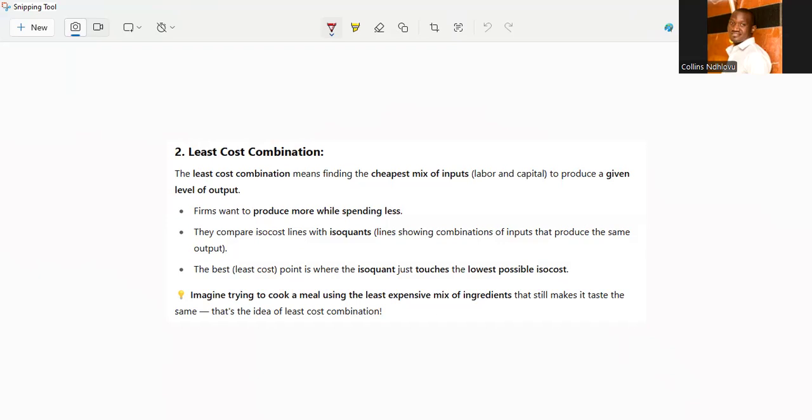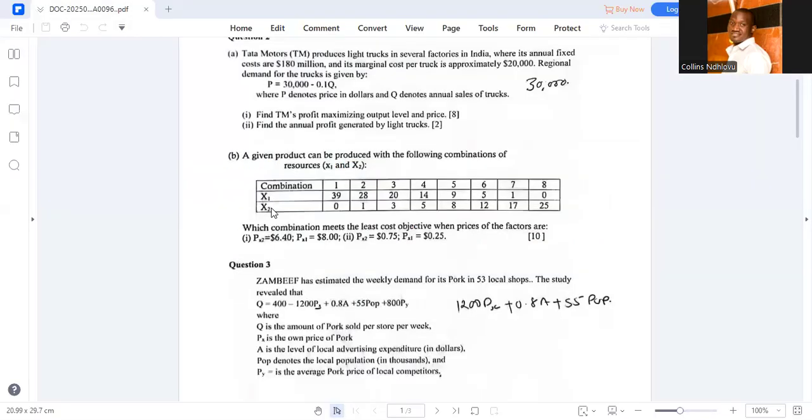So we've been given different combinations in these questions, x1 and x2, where we have 1, 2, 3, up to 8, and their cost combinations. We want to calculate and see the combination that gives us the least cost when the price factors are put in. This is about 10 marks. So what do we do in this question first? Before we go in depth, we need to come up with the price sets.